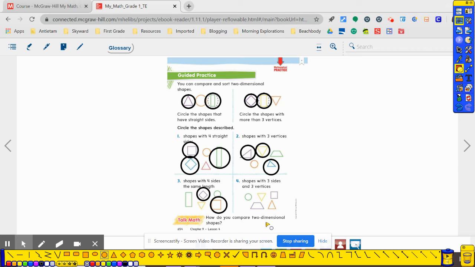And then number 4, shapes with 3 sides and 3 vertices. So you should know what shape you're looking for now. 3 sides, 3 vertices. Pause, circle them, and unpause when you're ready to get checked.